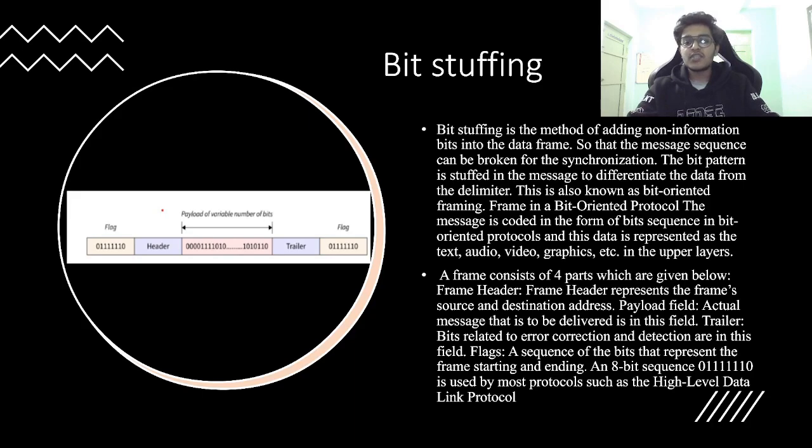An 8-bit sequence, that is 0 followed by 1, 1, 1, 1, 1, 1 and 0, is going to be used by most of your protocols such as the High-Level Data Link Control protocol. So the same is also represented in the following diagram wherein a flag is going to be present at both the starting as well as the ending of the given data transmission, and the payload of variable number of bits is going to be the actual data that is to be transmitted from the sender to the receiver, following which we have the mechanism for bit stuffing.